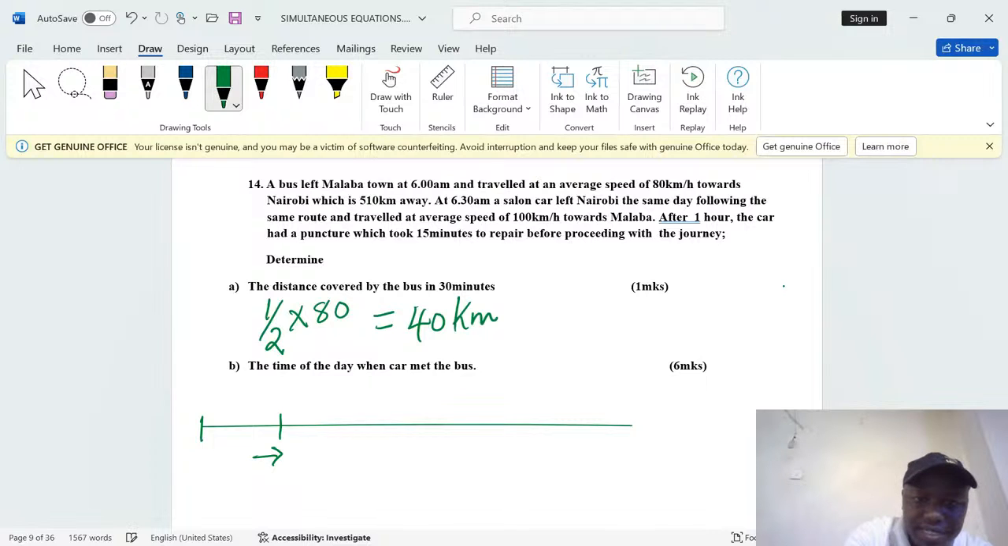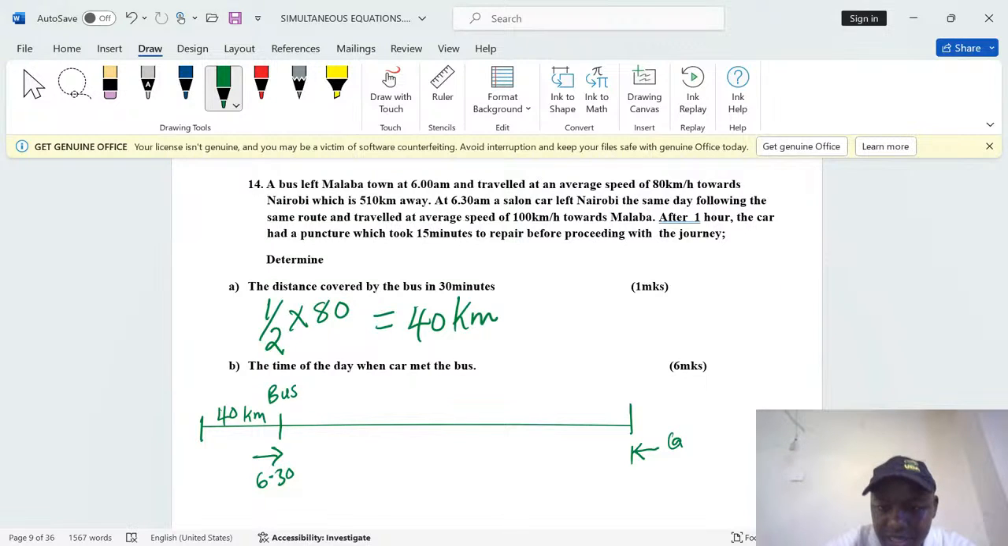This is at 6:30, and we have the bus already at this point, having covered 40 kilometers already. And this is the time when the car is starting its journey. Then we are told this is the car starting at 6:30. Then we are told that after traveling for 1 hour, the car is at a speed of 100, but the bus at 80.